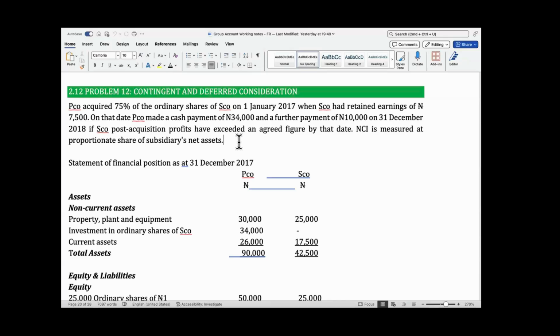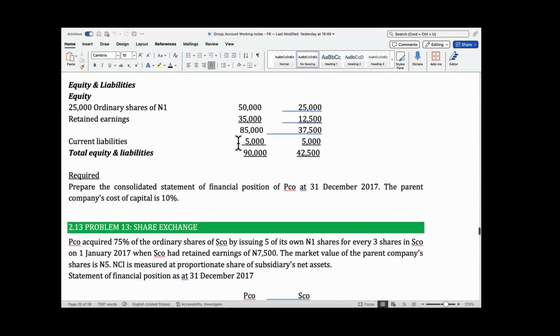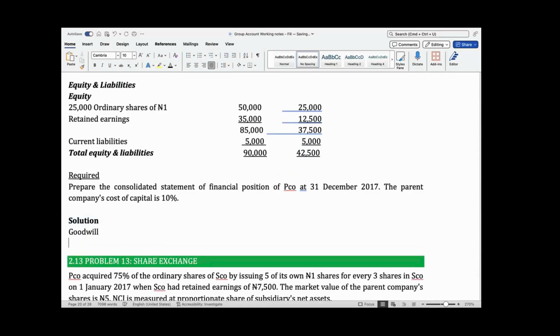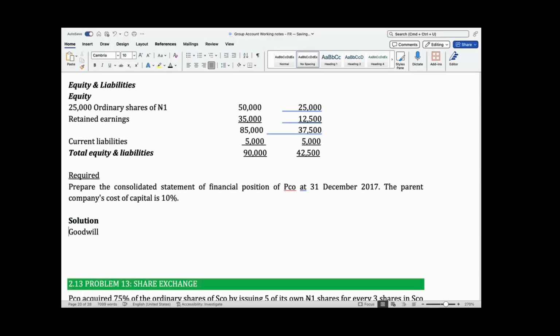When we recognize contingent liability, you need to question it first, because IAS 37 says do not recognize it in the books, but disclose, tell us about it in a note. But here we are going to recognize it in the books. And that's the only thing that's special here. So let's just do our cancellation. In doing cancellation, it usually results in goodwill.